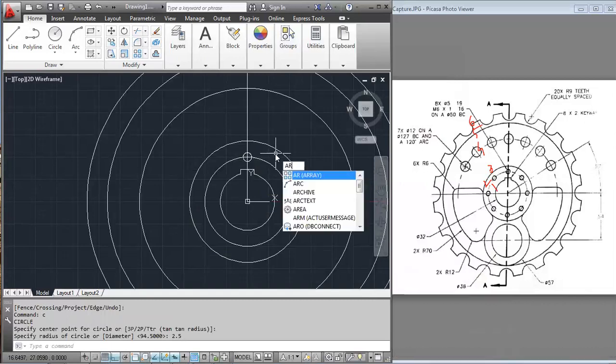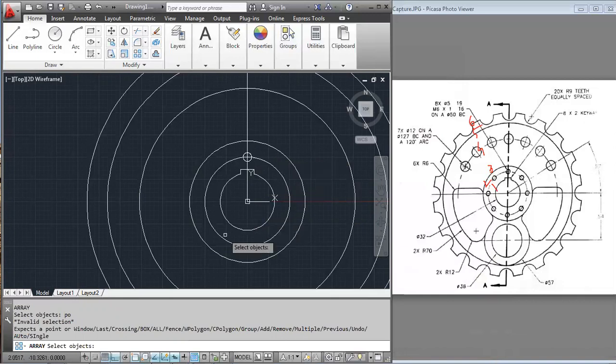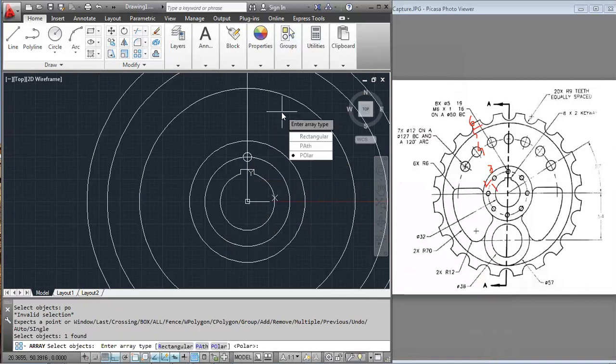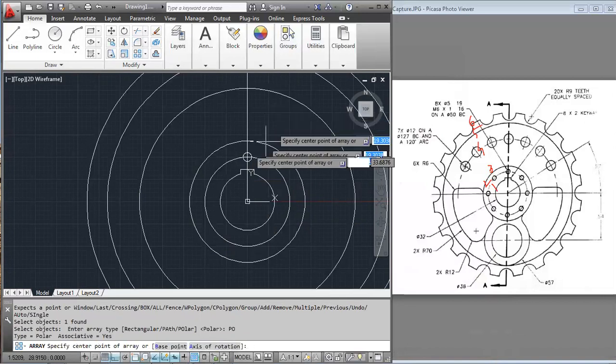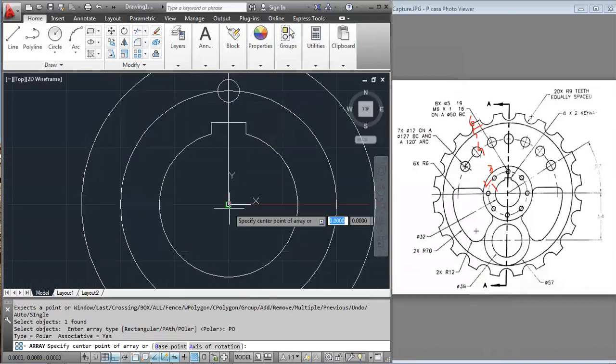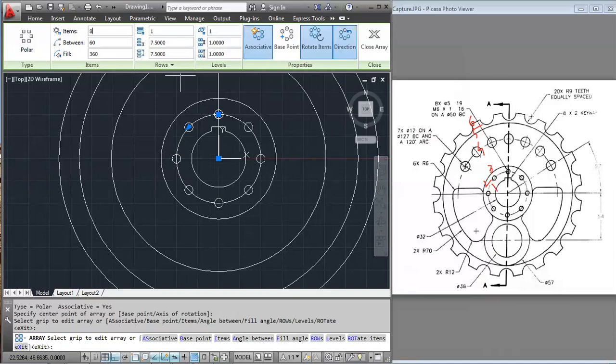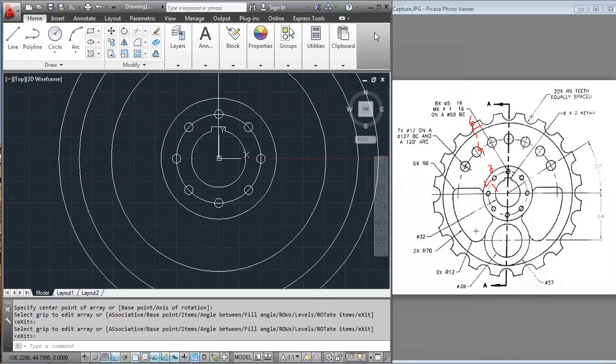So the command for array is AR, enter. I need polar, so I will write PO, enter. Okay, first I need to select the object, I think. Then I should go for PO, polar. Alright, then the specific point or center of the polar would be this, right? Now how many should be there? 8 items should be there. That's it. So I will close this array tray and I have our 8 slots, right?